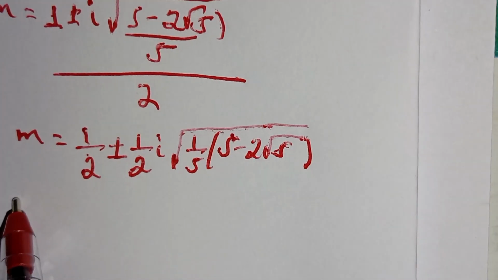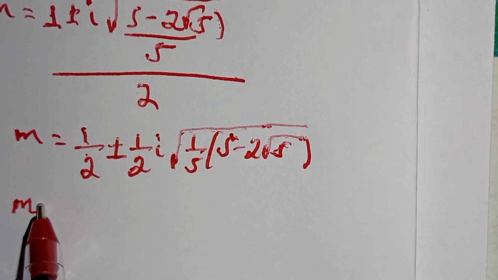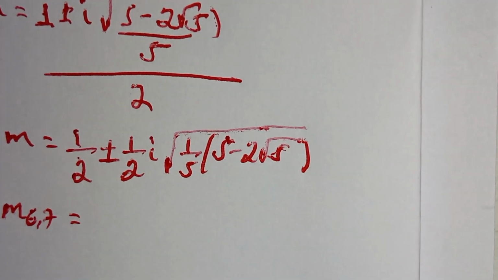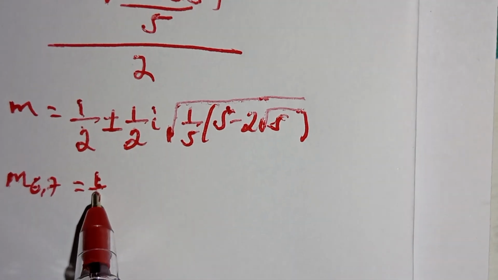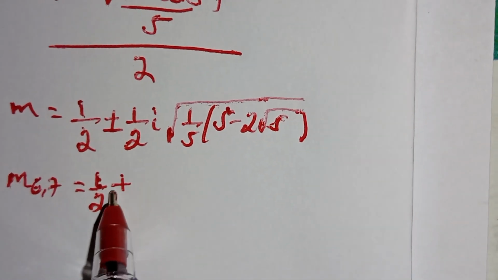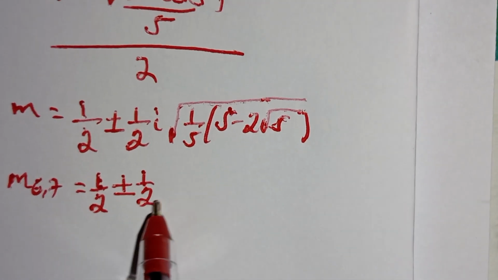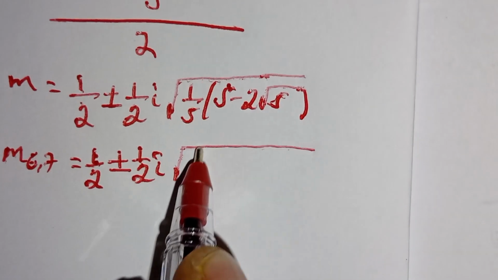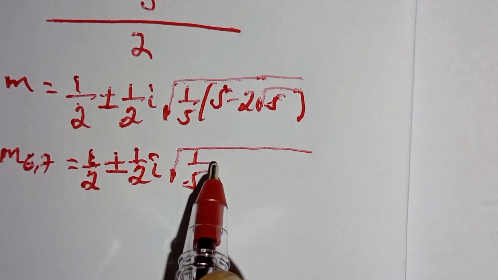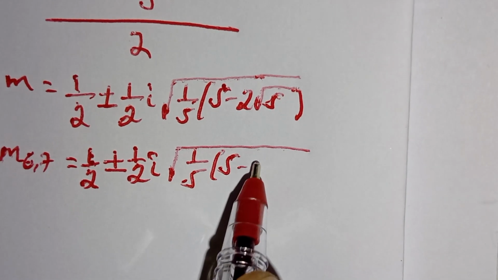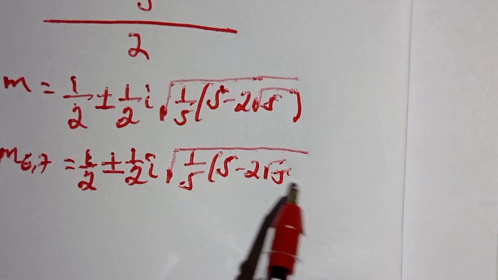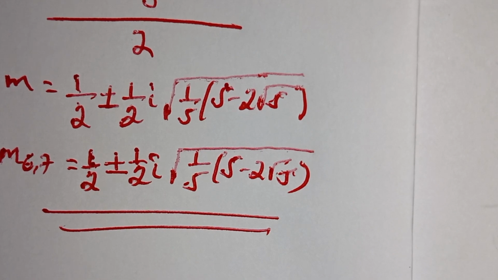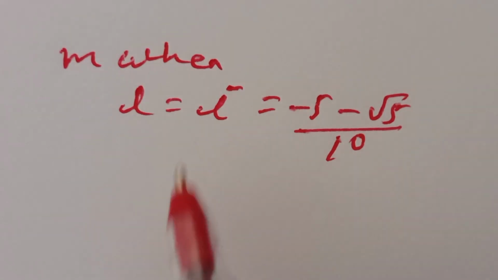Therefore m6 and m7 are equal to 1/2 plus or minus 1/2 i times the radical of 1/5 times (5 minus 2 root 5). Okay, those are m6 and m7.